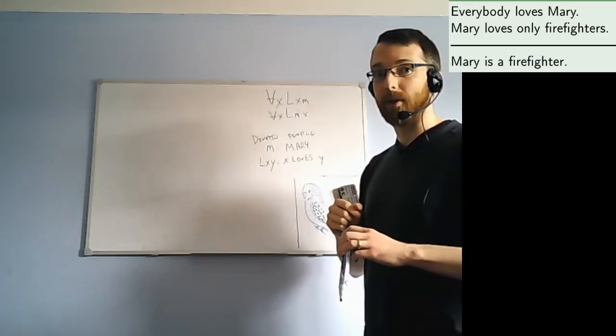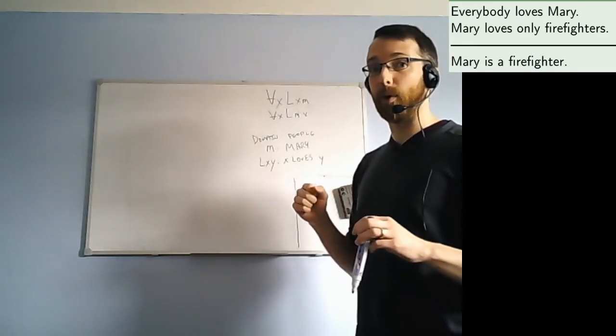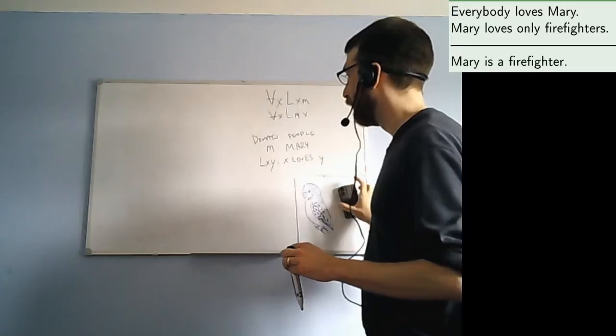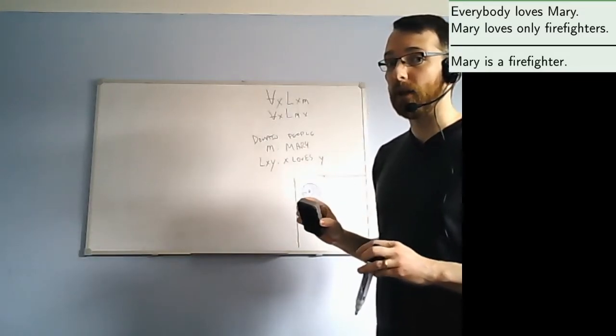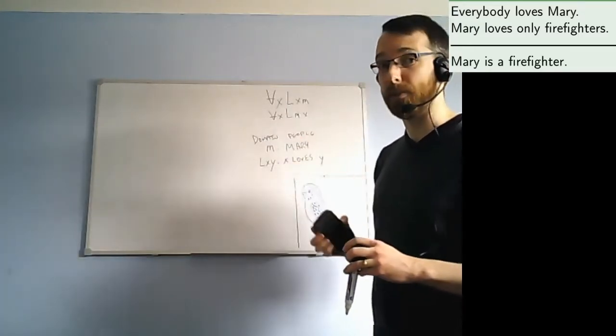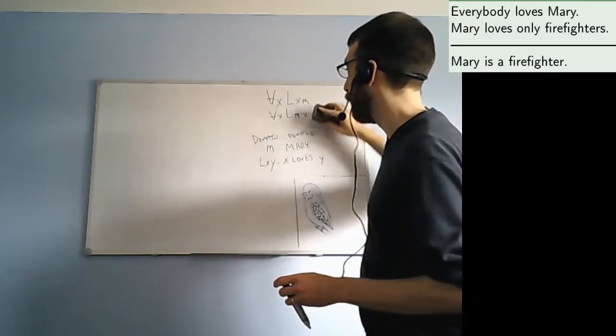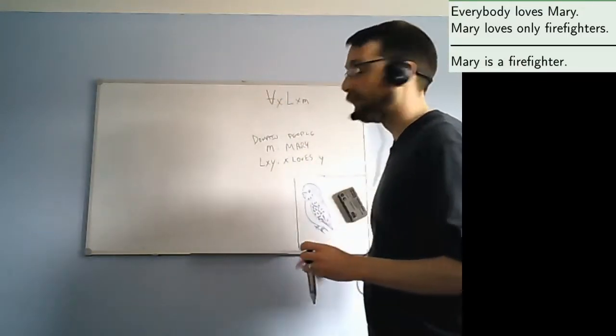Maybe you paused the video and thought about that. I'm going to erase the one that I think is wrong. So our original sentence was, everybody loves Mary. I think this second one says, Mary loves everyone. That's not what we want. We want this. So that's premise 1.